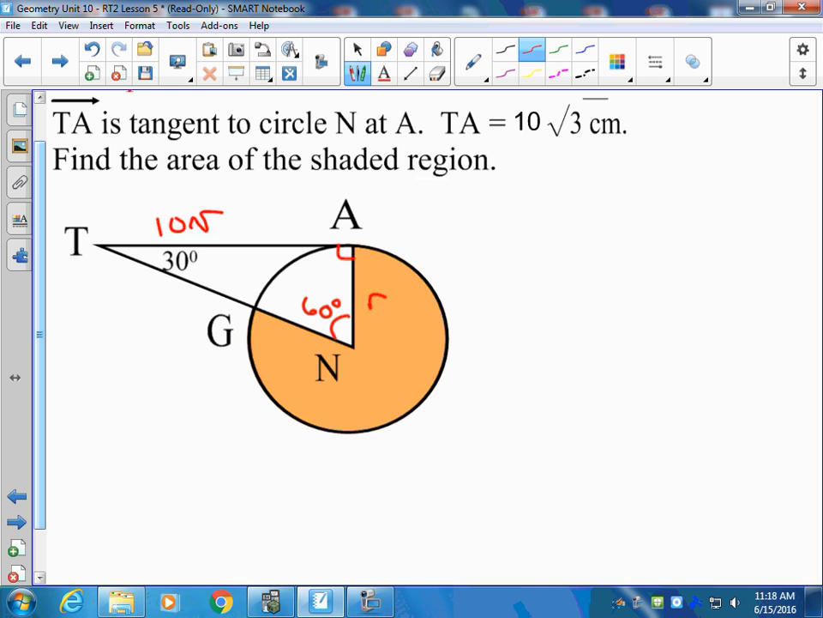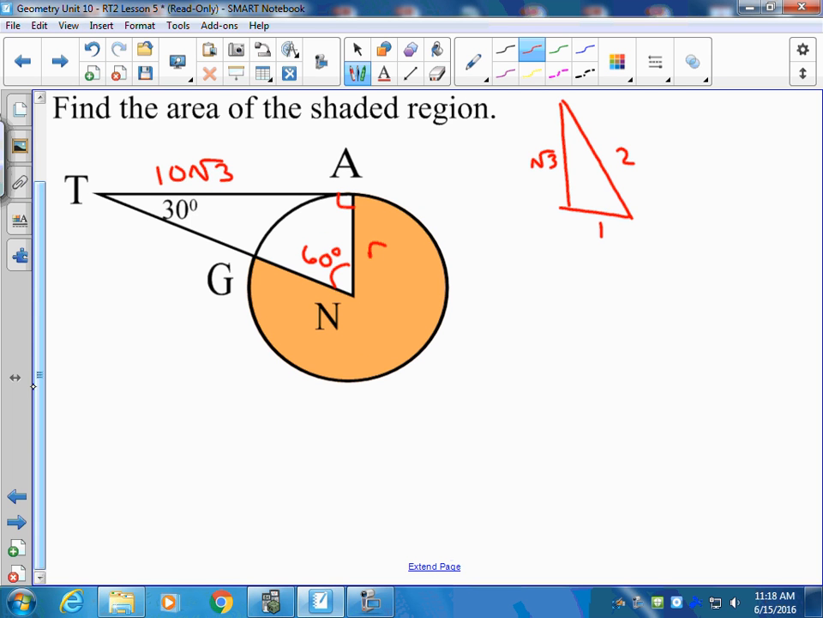We have the long leg, 10 square root of 3. So what we want to do in this case is always remember and work off of our reference triangle for a 30, 60, 90 to be able to find our radius value. Okay, so we have long leg, 10 square root of 3, over short leg, which is the radius, equals, and then we go over to our reference triangle, long leg of square root of 3 over 1. Okay, now we can cross multiply.